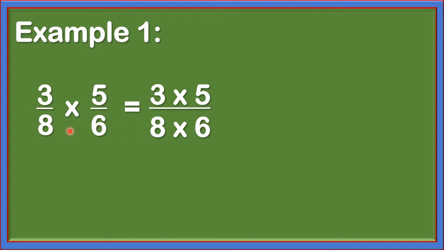Example 1. 3/8 times 5/6 equals 3 times 5. Saan ko kinuha ang 3 times 5? Ito yon, 3 times 5. Then, 8 times 6. Dito ko naman kinuha yung mga denominators na 8 at saka 6. So, 8 times 6 equals, ang 3 times 5 is 15, while ang 8 times 6 is 48.